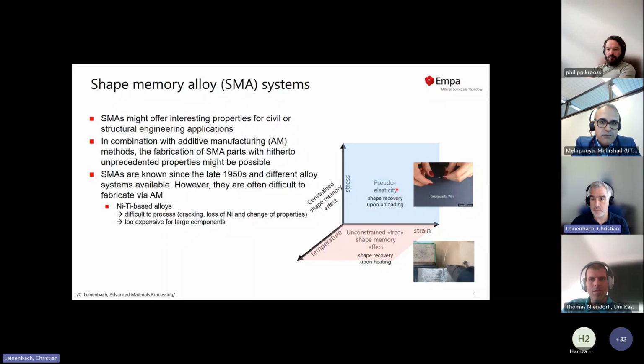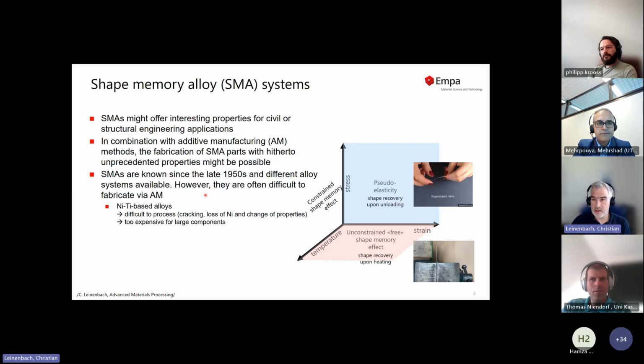We have different effects: pseudoelasticity or superelasticity upon mechanical loading and unloading, or the shape memory effect if we heat it, or, constrained, if we fix the material in an extended state and then activate it, we can build up stresses. So this has been done for a while, but in combination with additive manufacturing, now novel possibilities are there. Fabrication of parts with hitherto unreached properties might be possible.